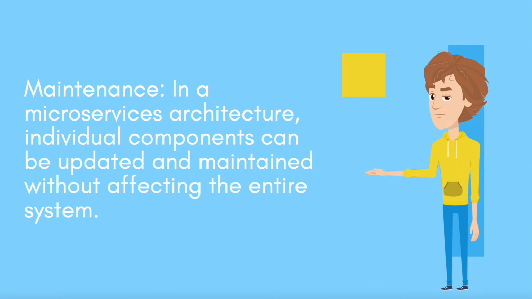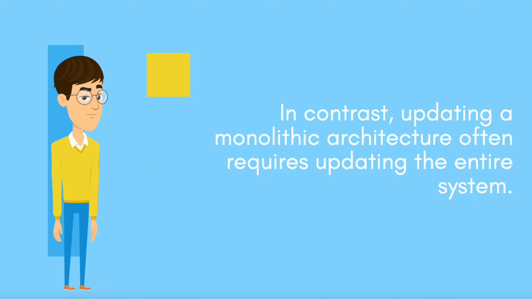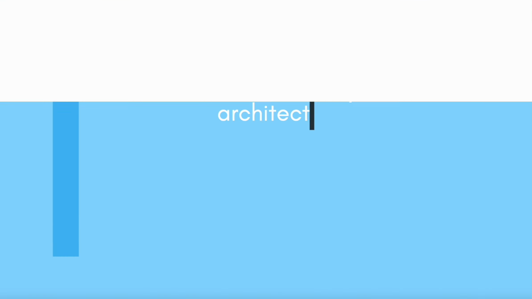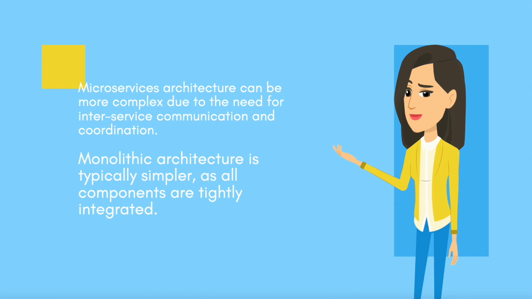Maintenance. In a microservices architecture, individual components can be updated and maintained without affecting the entire system. In contrast, updating a monolithic architecture often requires updating the entire system. Flexibility. Microservices architecture is more flexible, as it allows for different components to be written in different programming languages. Microservices architecture can be more complex due to the need for inter-service communication and coordination. Monolithic architecture is typically simpler, as all components are tightly integrated.